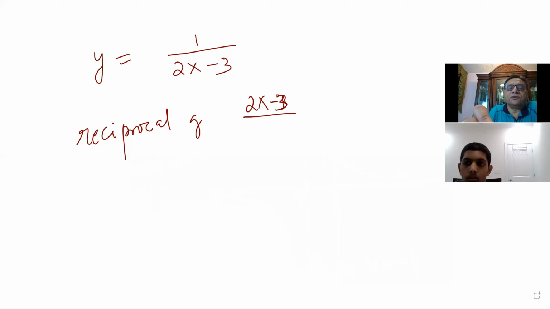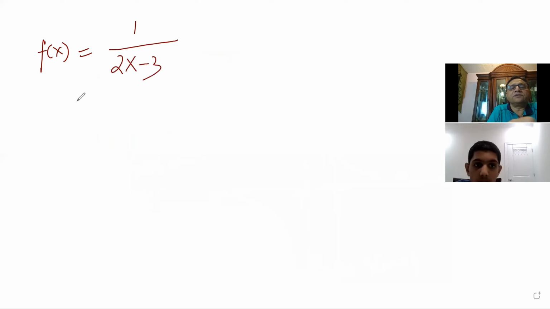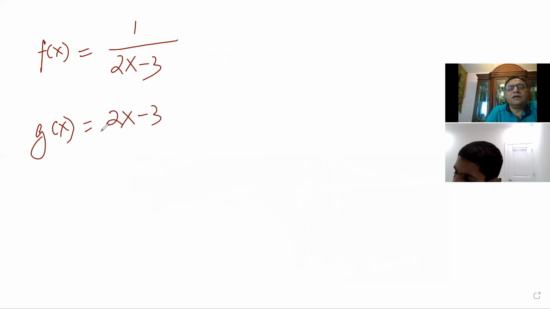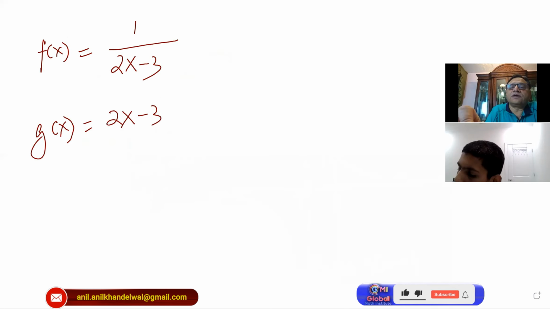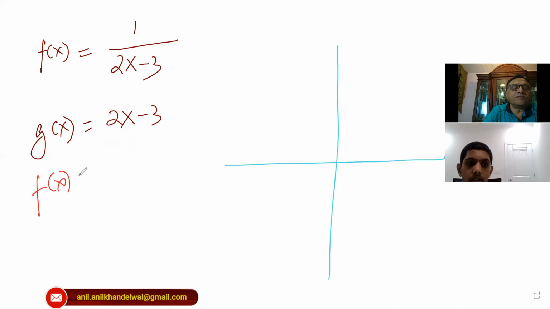Let me rewrite this. I'll use function notation. It'll be easy for us. So let us say we have a function f of x, which is 1 over 2x minus 3. And then we have another function g of x, which is basically 2x minus 3. Can you tell me, how are these two functions related? f of x is just the reciprocal of it, the same function.